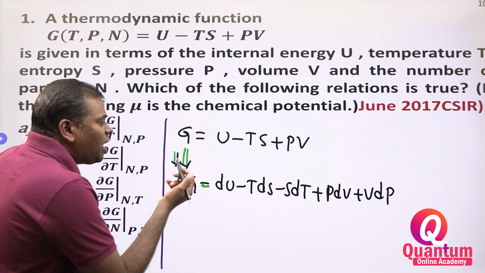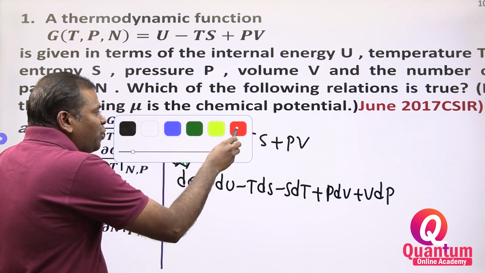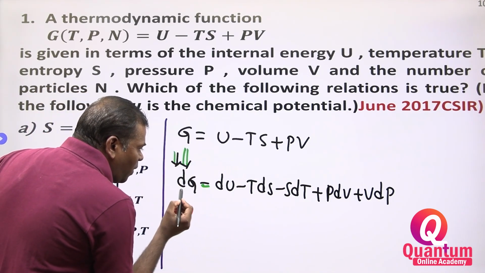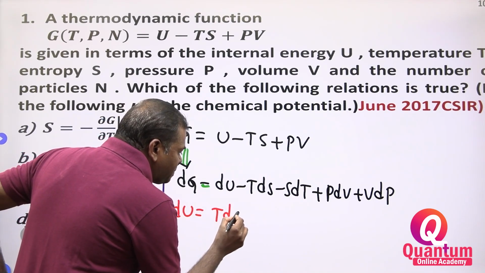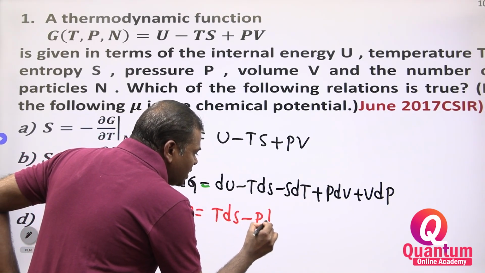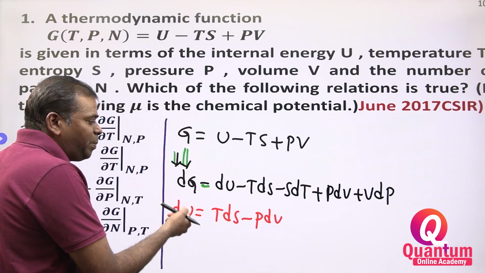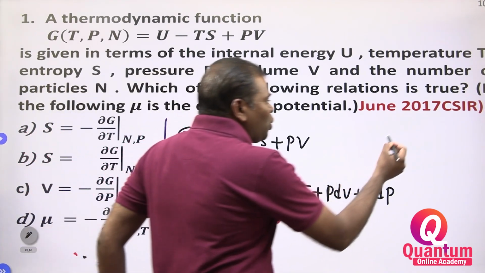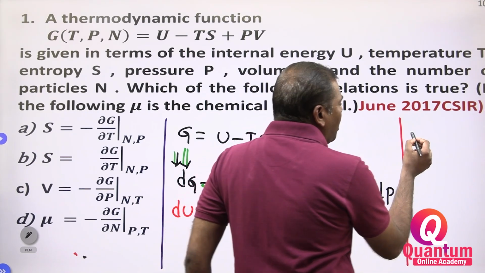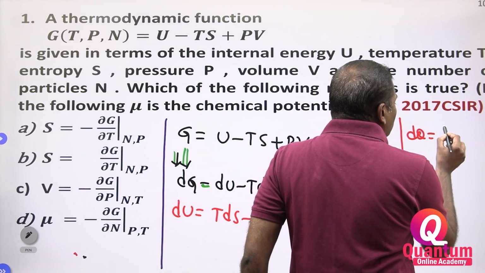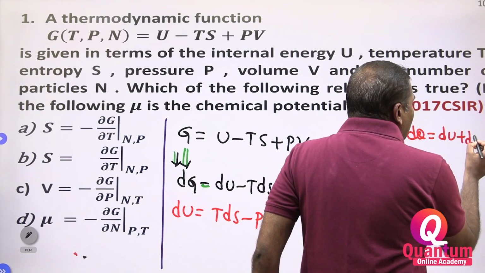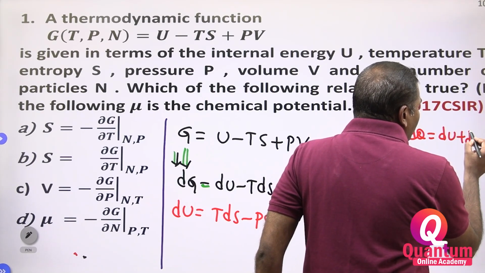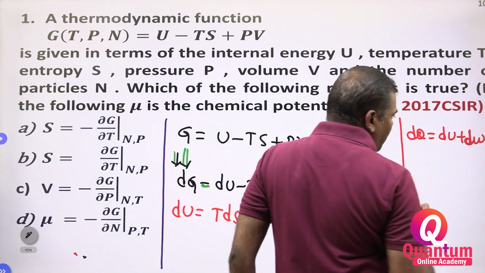What do you know? You know one thing: dU is equal to TdS minus PdV. How does it come? You know the thermodynamic first law, dQ is equal to dU plus PdV, that is dW. This is the thermodynamic first law, dQ is equal to dU plus dW.